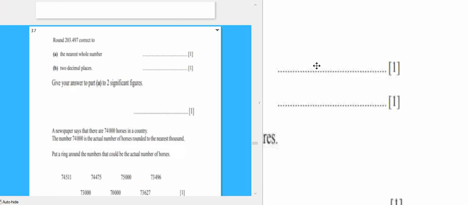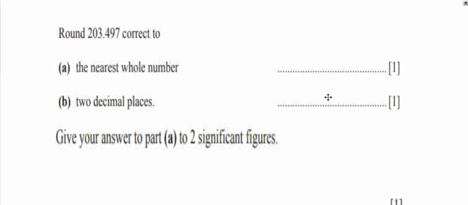Okay, the next page is this one. Round this number correct to the nearest whole number. Nearest whole number means 0 decimal places.